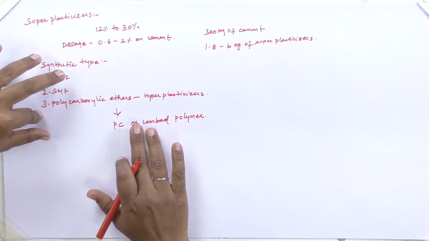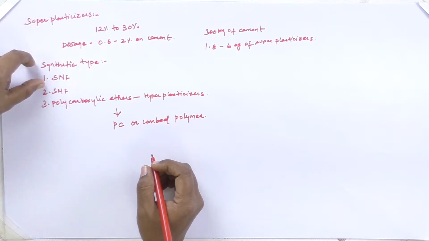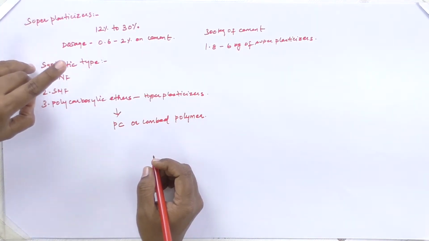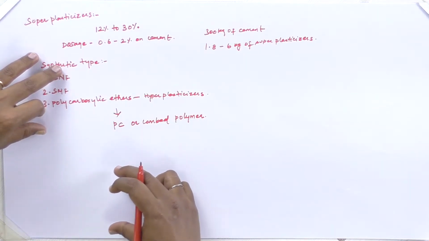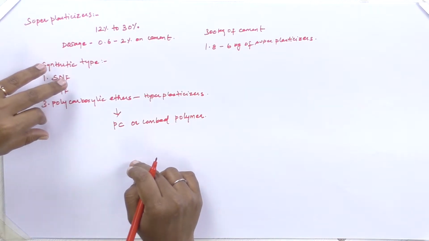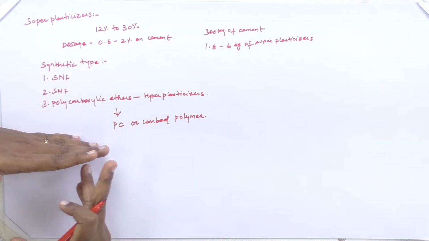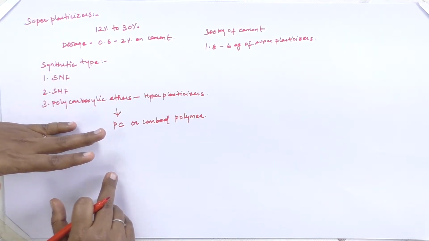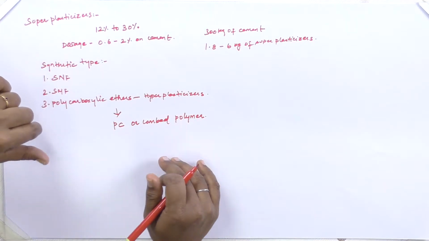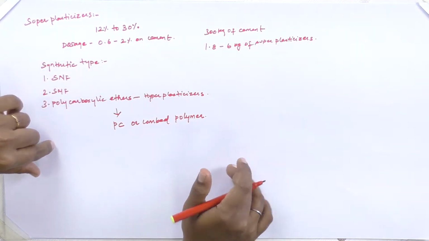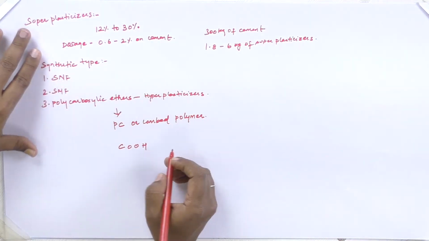These polycarboxylic ethers are called PC or combed polymer. Compared to plasticizers and superplasticizers, where we have seen only one polymer unit, in polycarboxylic ethers we have a main chain polymer, and to that main chain polymer another link of polymer gets attached. So it is called combed polymer. One polymer chain will be available and another polymer will be coming from the main link polymer. These carboxylates mainly come from carboxylic acids, COOH.